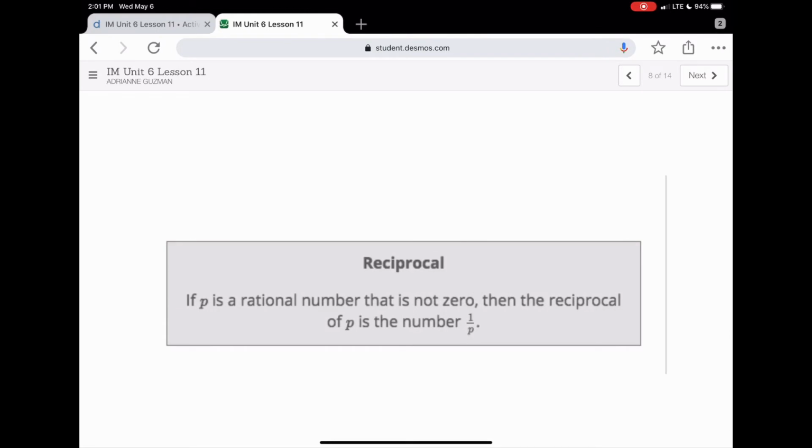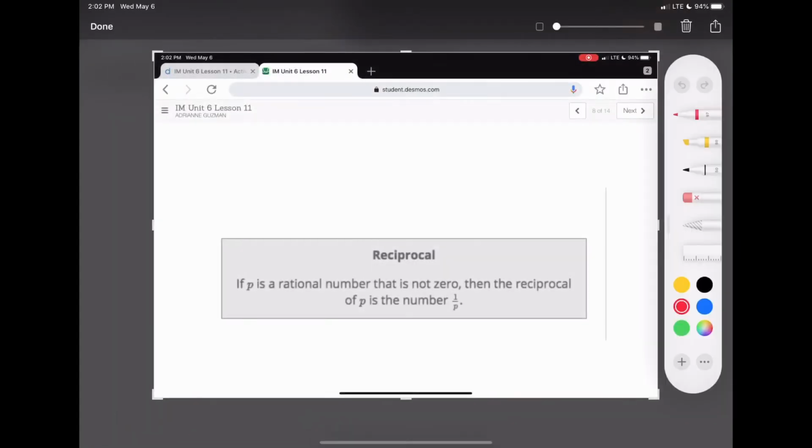Now, reciprocal. This is a term that you maybe heard in elementary, not sure, but for sure probably in middle school and then in algebra. But the book, of course, says this in an interesting way. They're saying if P is a rational number that is not zero, then the reciprocal of P is the number 1 over P. Remember that I told you in higher mathematics classes, they start to use letters to represent any kind of example. But don't let that scare you.